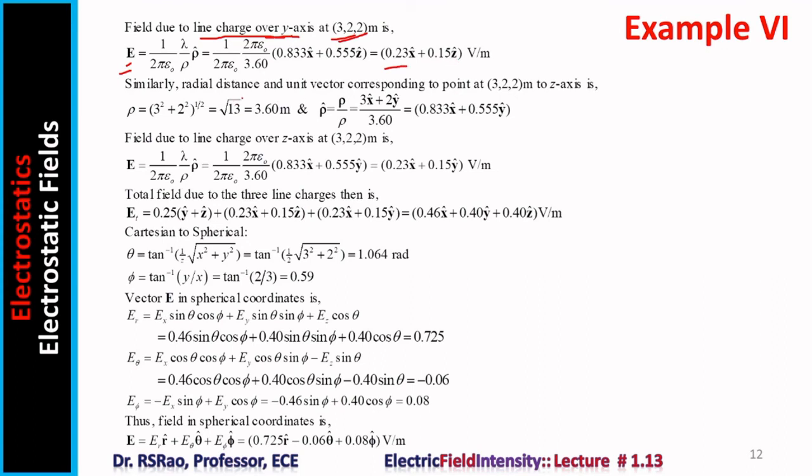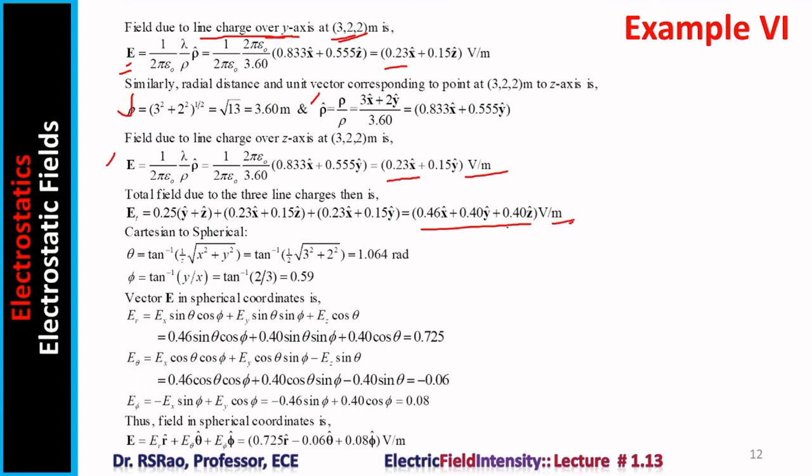Similarly, due to the charge over the z-axis, rho cap can be found, and the field is 0.23 x cap plus 0.15 y cap. Now the total field intensity becomes the sum of the three fields, resulting in 0.46 x cap, 0.40 y cap plus 0.40 z cap volts per meter.